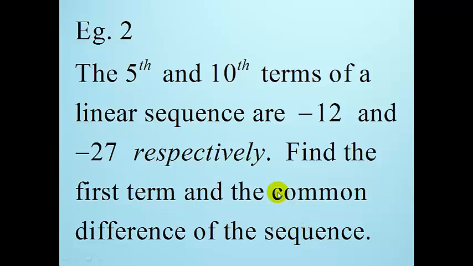Now, from the question, we are told that the 5th and the 10th terms of a linear sequence are minus 12 and minus 27 respectively. This means that the 5th term of the linear sequence is minus 12, and the 10th term is minus 27. That is the meaning of respectively. Now we are asked to find the first term and the common difference of the sequence.